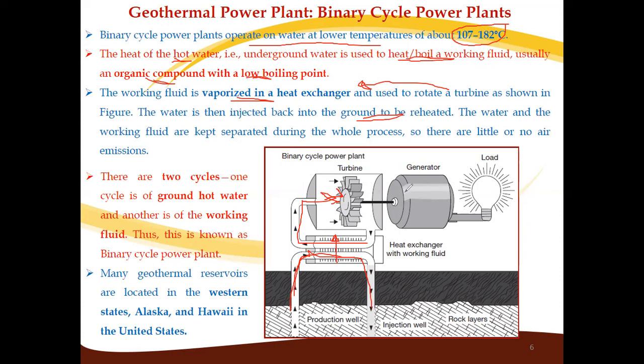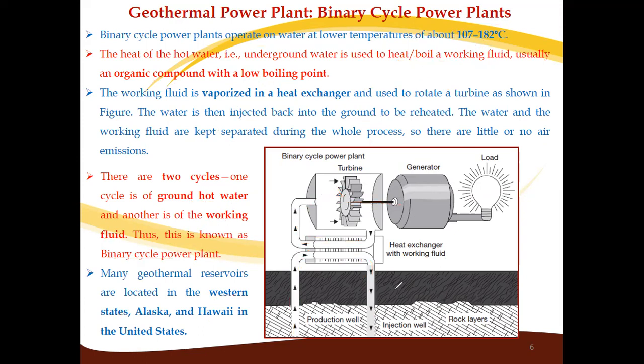the electricity. So there are two cycles in this binary cycle power plant. One cycle is of ground hot water, and another cycle is of working fluid. This cycle is of working fluid, and this cycle is of underground hot water. Because of this, there are two cycles, and this power plant is called a binary cycle power plant. Many geothermal reservoirs located in the western states of America, then Alaska and Hawaii in the United States, are based on this binary cycle power plant.